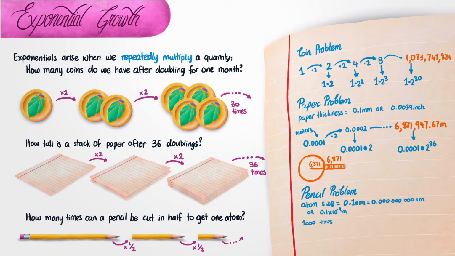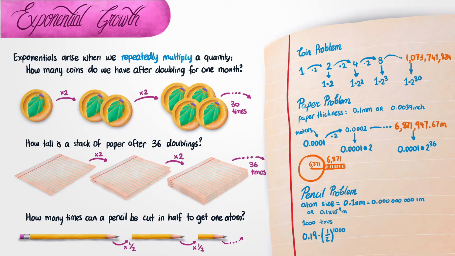Now, to figure this out, we're going to need the size of a standard pencil. So when I looked this up, I got a figure of 19 centimeters when you buy the pencil brand new. Now, 19 centimeters is the same thing as 0.19 meters, and then we're going to half this 1,000 times. So we're going to multiply it by 1/2, 1,000 times. So that's 1/2 to the power of 1,000.